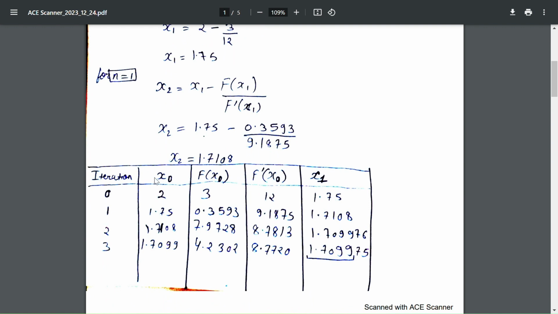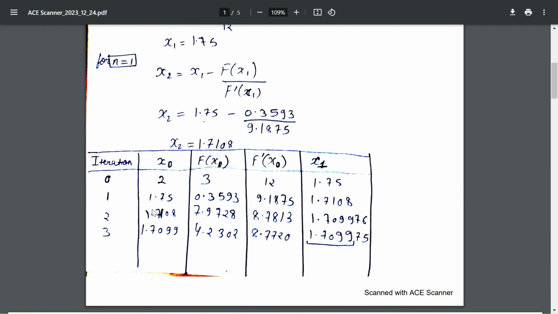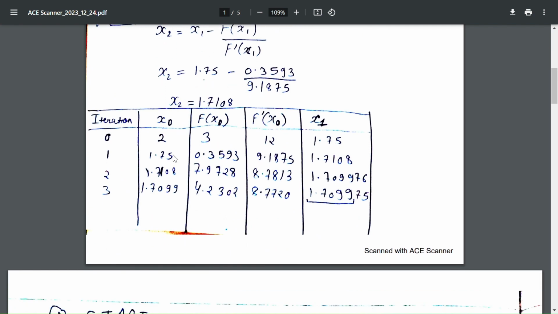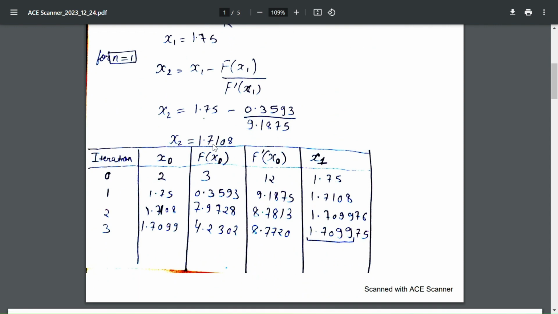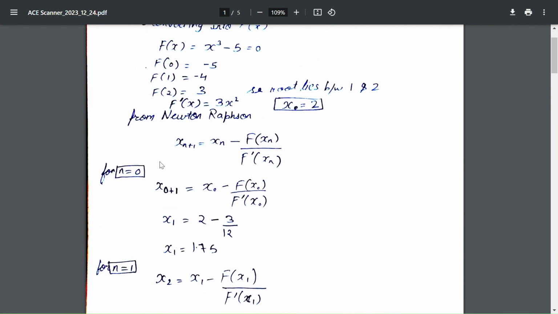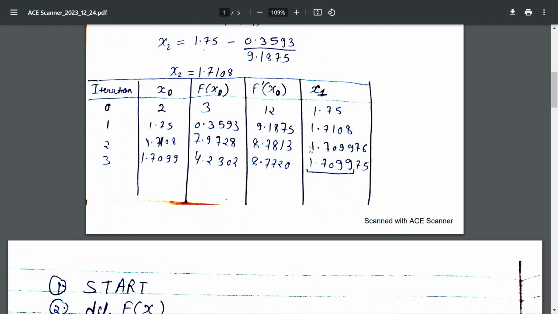Now for third iteration, we have created a table which contains the first column of iteration, the second of x0, the third for f of x0, the fourth column for f dash x0, and the fifth column for x1. In third iteration, we will put n equals to 2 in this formula. So we get x0 1.7108, f of x0 7.9728, and f dash x0 8.7813. These values are put in this formula, and we get our new x1 equals to 1.709976. Now for fourth iteration, we get x0 equals to 1.7099, f of x0 4.2302, and f dash x0 8.7720.